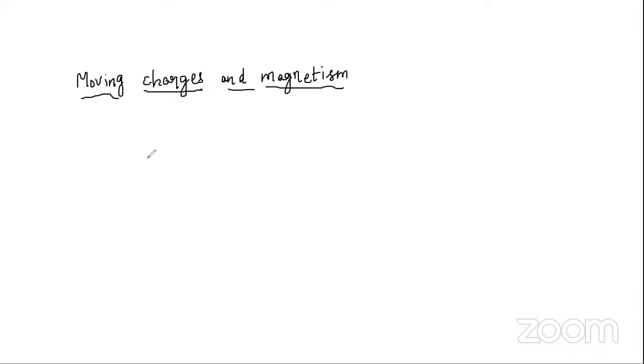So when you have a current carrying conductor, you can have a magnetic field around it. But how to calculate the magnetic field around a current carrying conductor? So how to calculate that? Calculation can be done using Biot-Savart law. Biot-Savart law is the law used to find out the magnetic field due to a current carrying conductor.